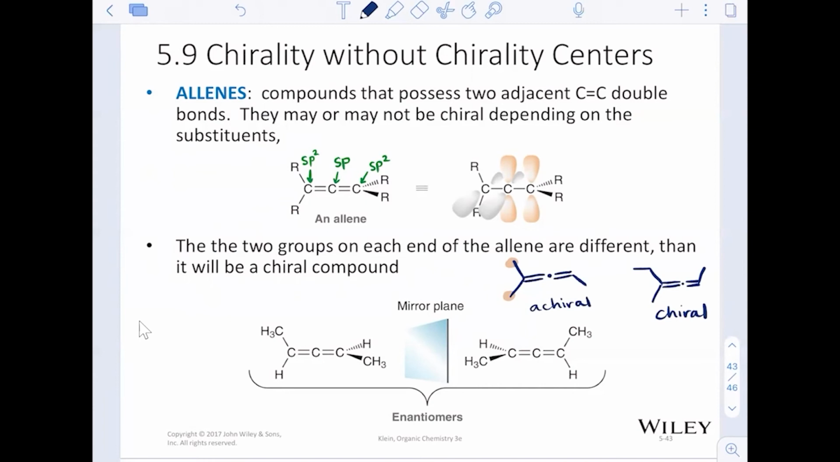The chiral one that I drew on the right-hand side, the ethyl is different than the methyl, and the methyl is different from the hydrogen. So that's why there are different groups there.